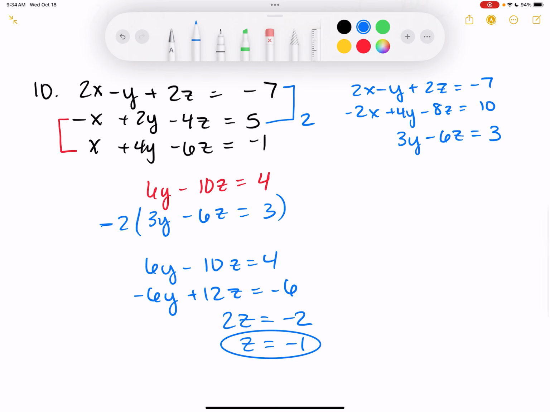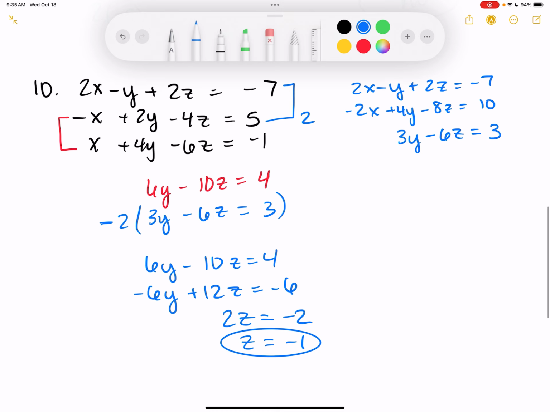Now, I'm going to take this number and plug it into one of these two equations that I had up here and solve for y. So which one do you want to do, top or bottom? Top. So 6y minus 10 times -1 is equal to 4. So that's going to be a positive 10, so I'm going to move it over. So 6y is equal to -6. So y is equal to -1.